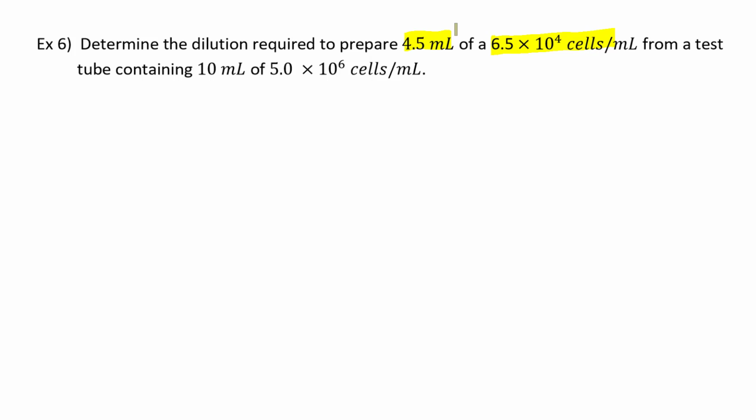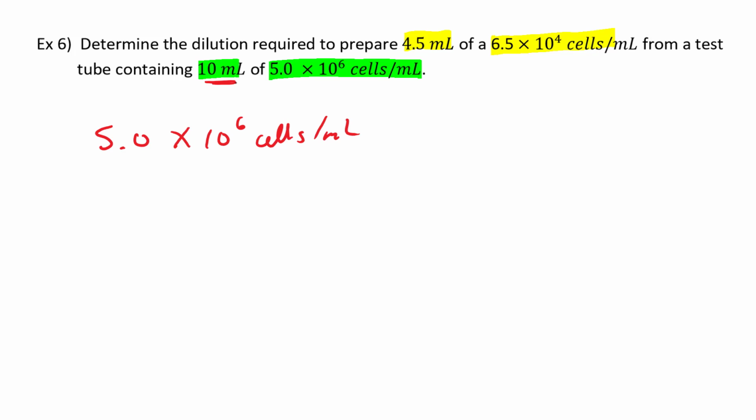Okay, let's take it up. I'm starting with a 10 mL tube of 5 times 10 to the 6 cells per mL. I want to end up with a 4.5 mL tube of 6.5 times 10 to the 4 cells per mL. So I'm starting with 5.0 times 10 to the 6 cells per mL. The only purpose of this 10 mL volume here is to tell you you can't take more than 10 mL.